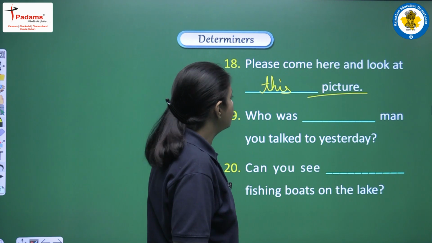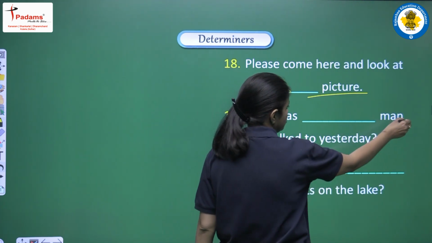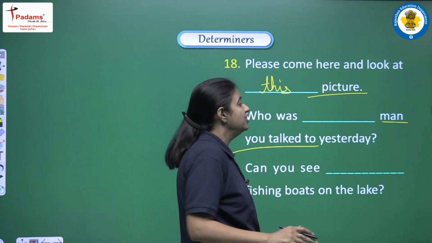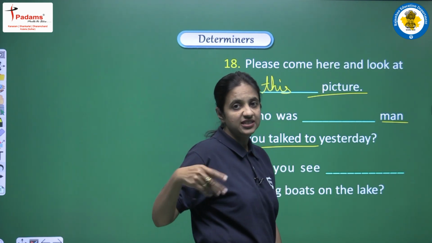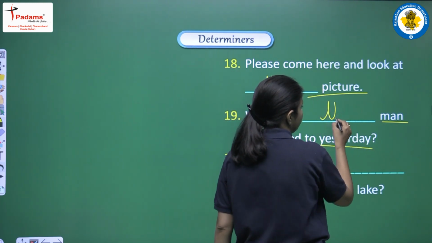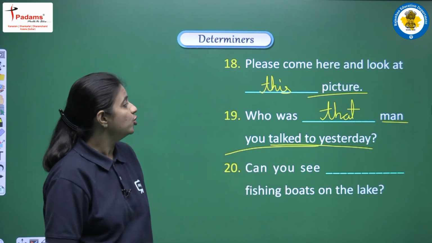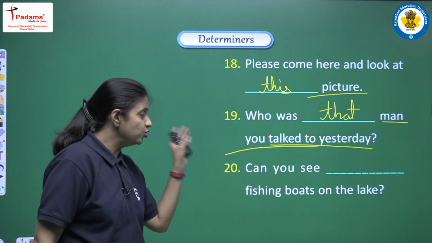Next is, who was man you talked to yesterday? So first of all, man, that is singular. So for singular we are having two options, this and that, but here we are talking about the past time. So in past time we have to use that, and the sentence will be, who was that man you talked to yesterday?